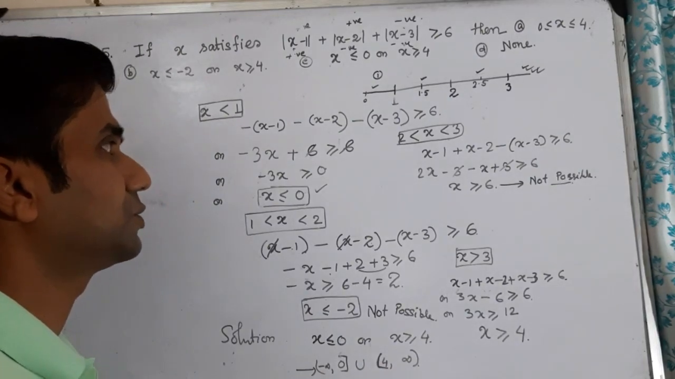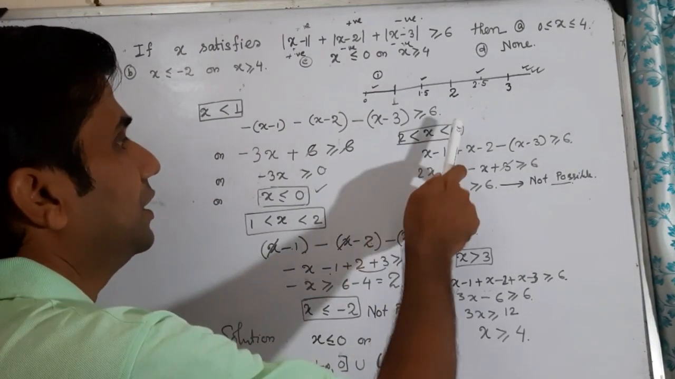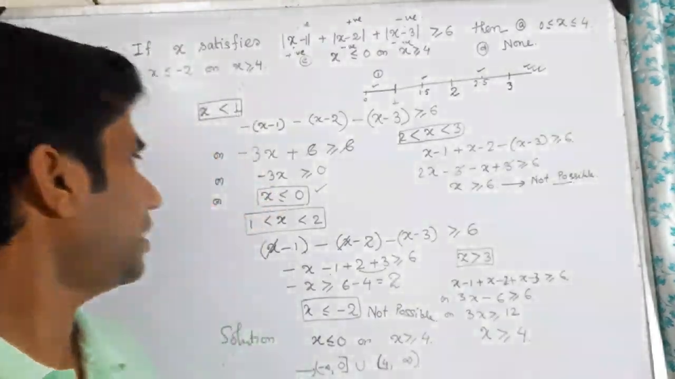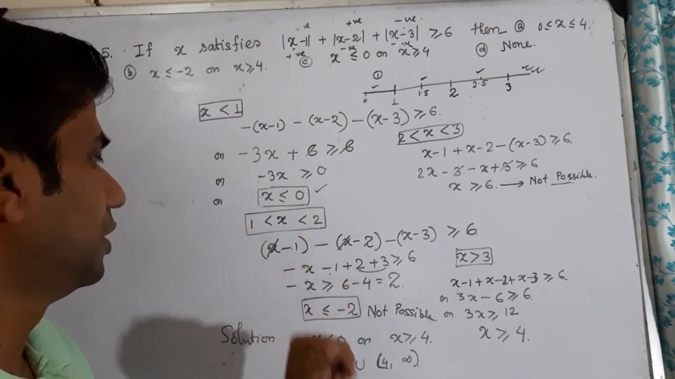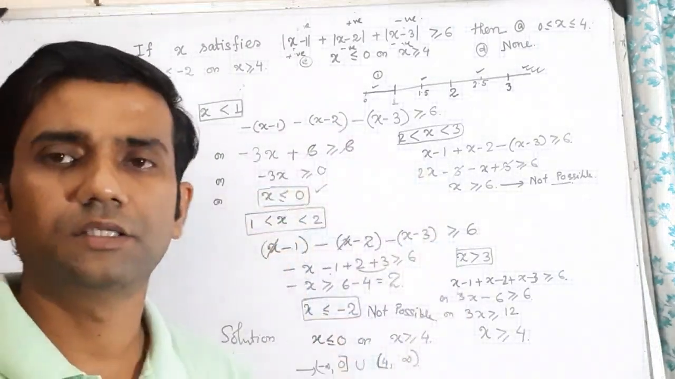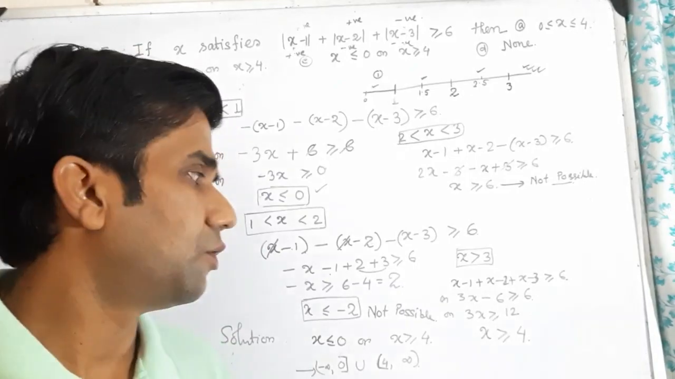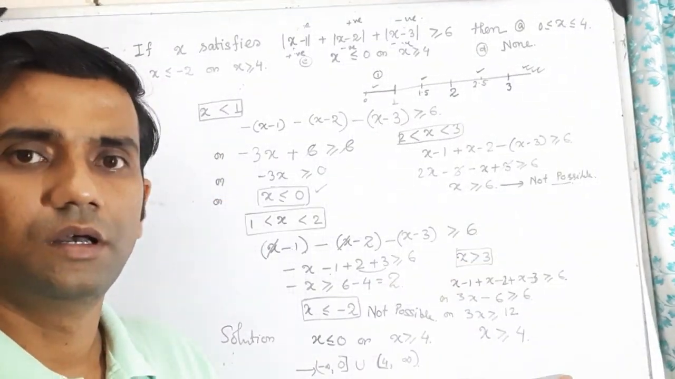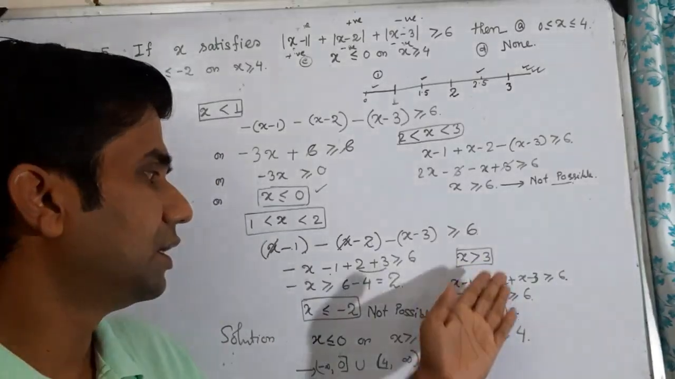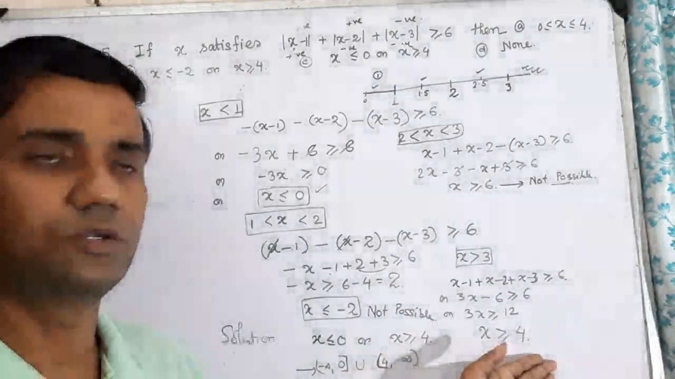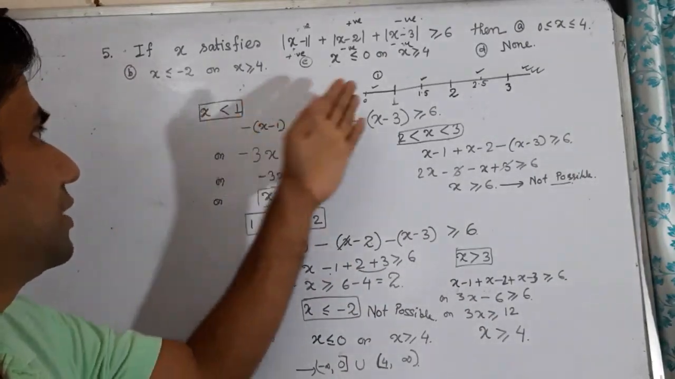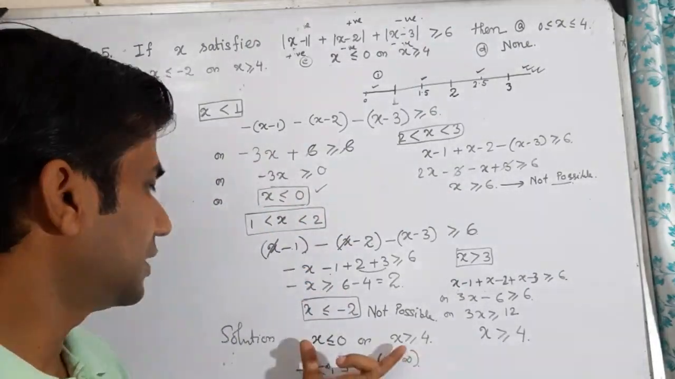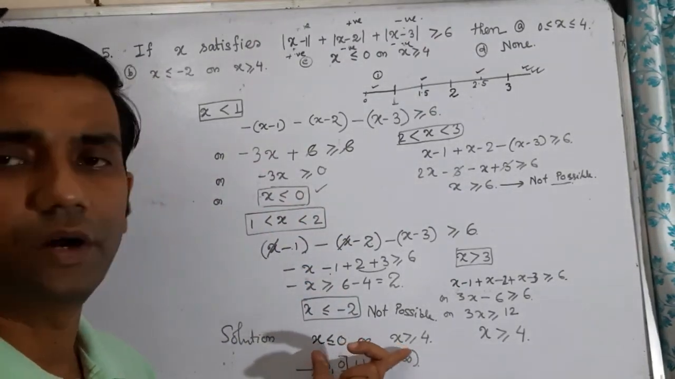Do you understand what I want to say? If x lies between 2 and 3, then the range of x is beyond 6. If x lies between 1 and 2, the range of x is less than minus 2. So it is not possible. The only possibility is that if x is greater than 3, x is greater or equal to 4. And here, also if x is less than 1, the possibility is x less or equal to 0. So our answer, the solution set, is x less or equal to 0 or x greater or equal to 4.